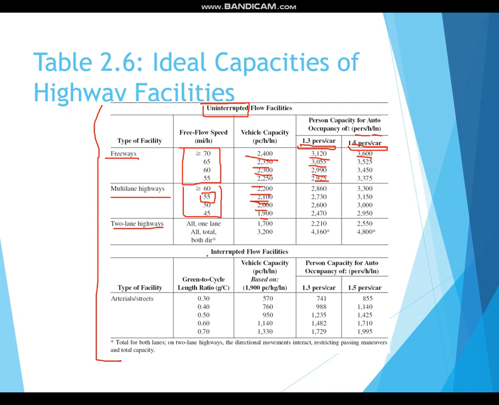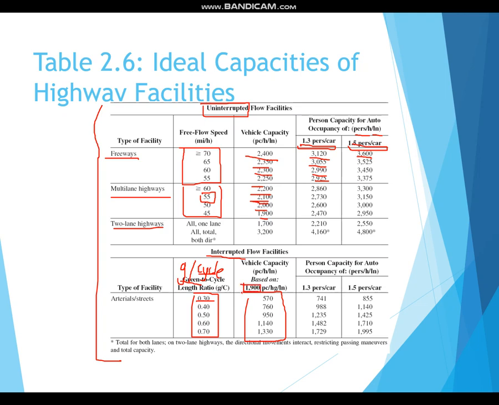Or if you have interrupted flows, you can see the numbers go significantly down if you have traffic signals or stop signs. So you have the same here, and here you have something you're going to be studying in this class, something called green to cycle. How much green time in the traffic signal to the whole signal cycle. I'm going to talk about this in detail in this class. So this means that 30% of the time you have green.